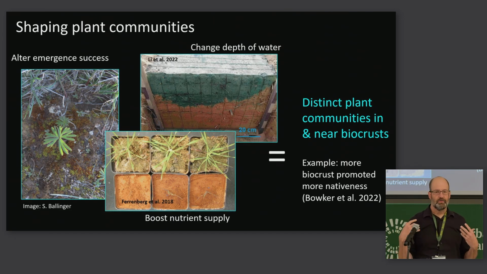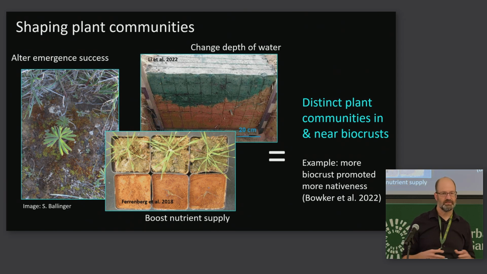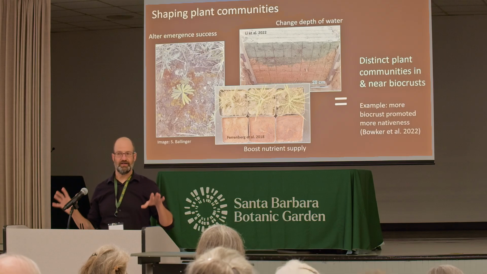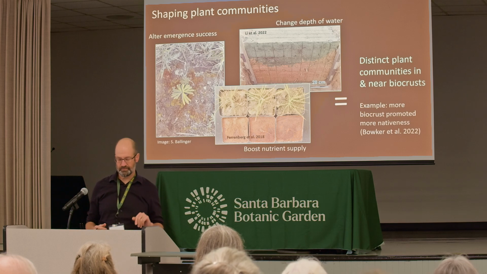They can really shape the composition of plant communities, and this is because of ways that they alter the habitat. So one example is the presence of biocrusts can alter the emergence success. So when a seed is trying to germinate and then push through the soil and grow up into a little seedling, a biocrust is somewhat of a barrier that it has to get beyond. And some plants do this quite well, and other plants not so well. So it's kind of like a seesaw that's going to tip the community one way or the other.